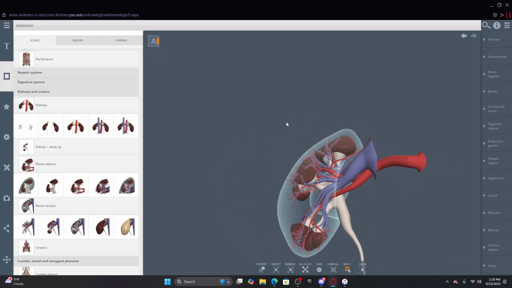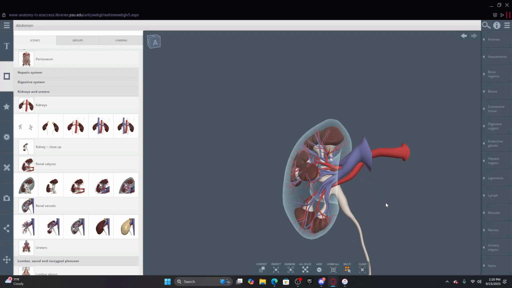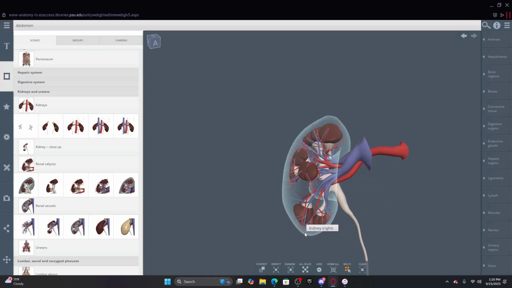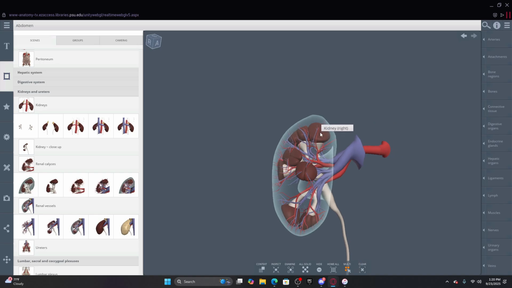So we know our renal pelvis, right? We're going to start with the renal cortex. The renal cortex would be this outside layer, the most superficial layer, right around the pyramids, right around the medulla. A renal pyramid would be one individual pyramid.